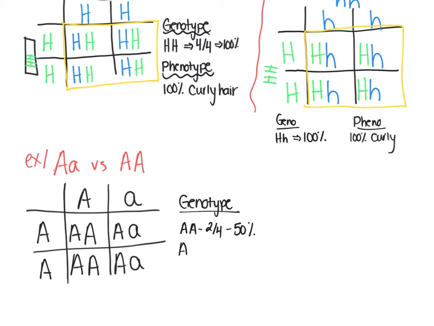I also had a big A, little a option, and I can see that 2 out of my 4 were big A, little a. So that's another 50%. The phenotype here, I can see that every option for offspring has a big A in it. That means, oh, sorry, I don't know why I switched to A's and I was supposed to be using H's, but let's just continue with our curly versus straight hair.